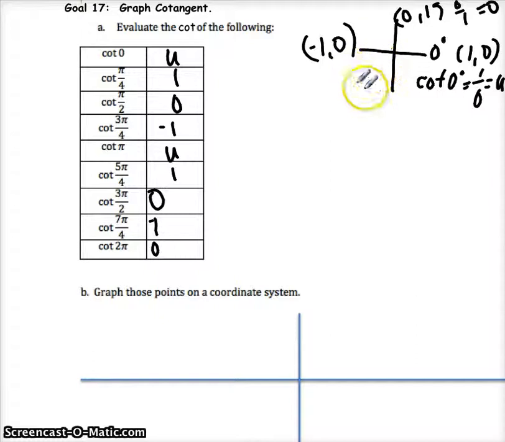5 pi over 4 is in quadrant 3, where cotangent and tangent are positive. 3 pi over 2, the ordered pair is (0, -1). So 0 divided by negative 1 is 0. 7 pi over 4 is in the fourth quadrant, where cotangent and tangent are negative. And finally, we're back to 0 or 2 pi radians, where we get undefined. Please plot these angle measurements on your coordinate plane below and plot the corresponding y coordinates. So pause the screencast, plot, and then check.